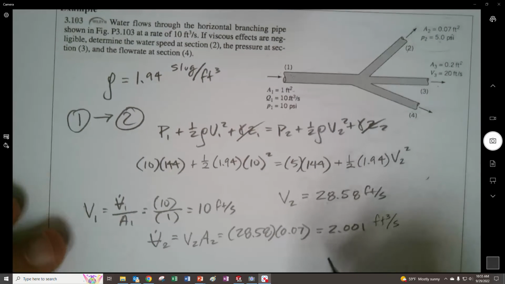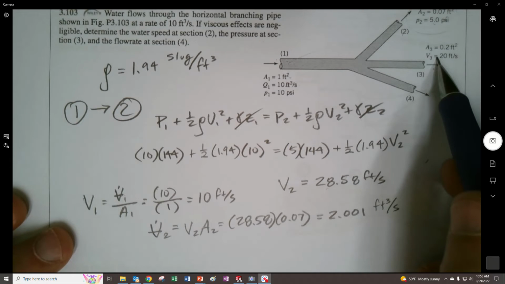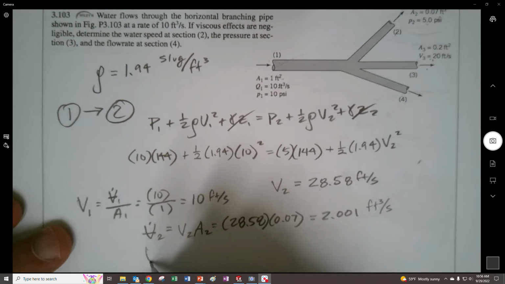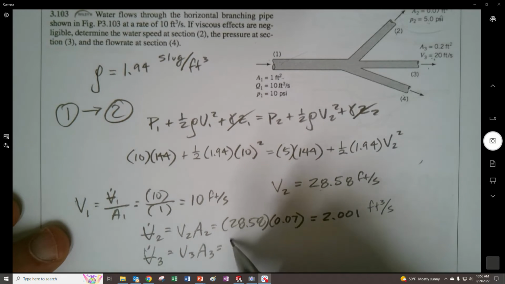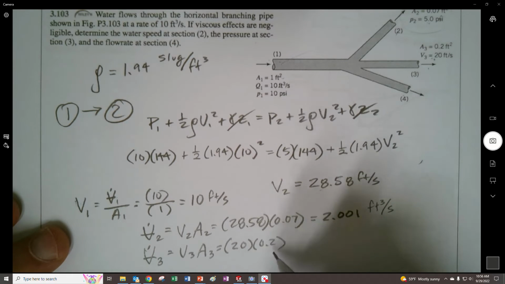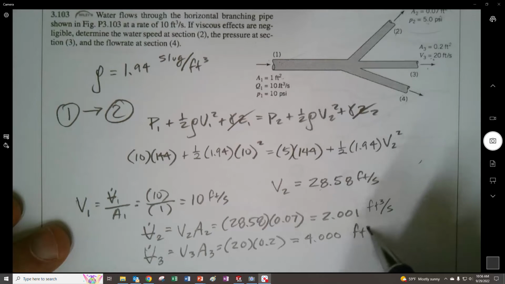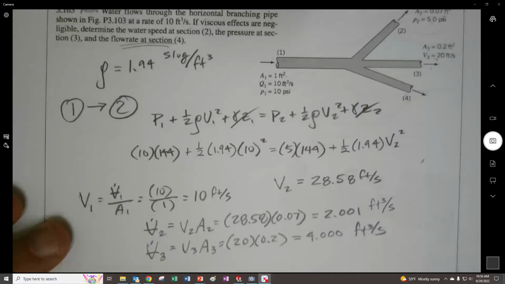All right. And while we're at it, let's go to 3. Let's get the volume flow rate of 3 too. We're going to need this in a minute, so we'll just go ahead and get it. They gave us the velocity and the area. They could have just been nice to us and given us the volume flow rate too, but we can find it right here. And anyway, we find out that's going to be 4, right? Cubic feet per second.